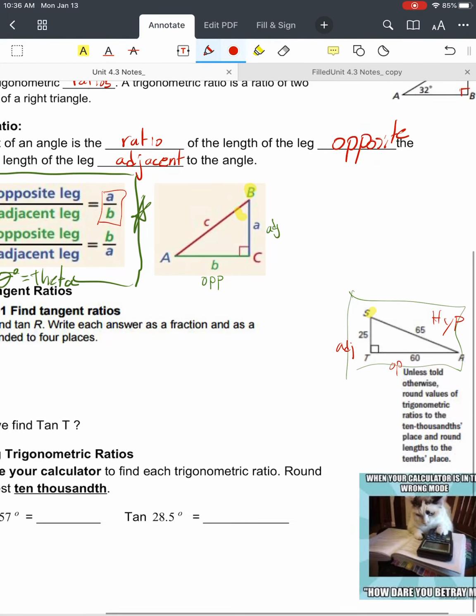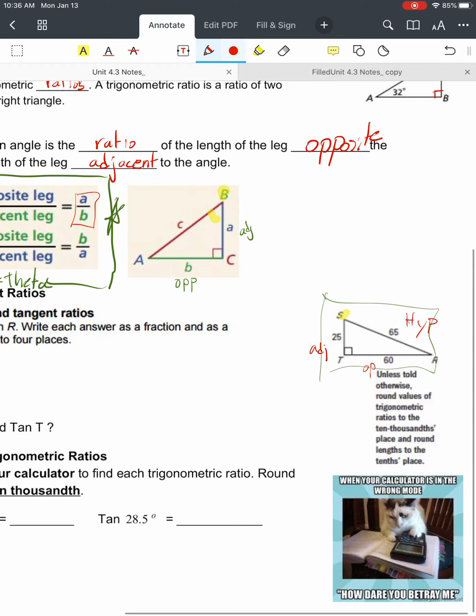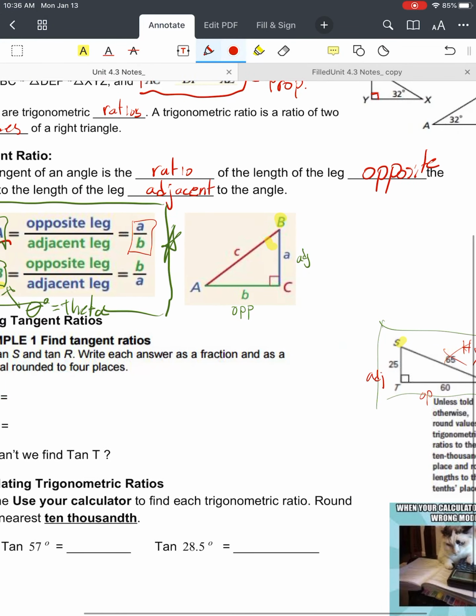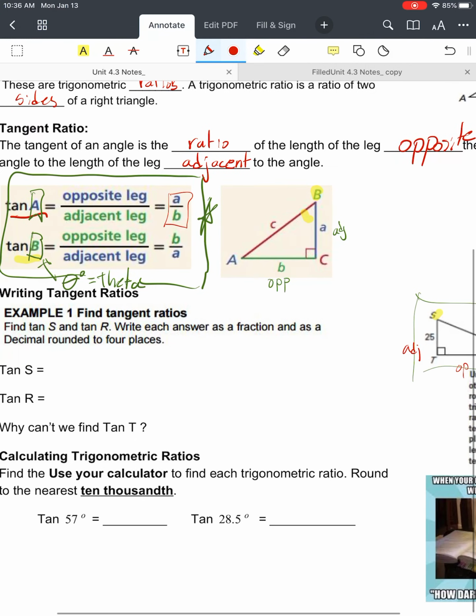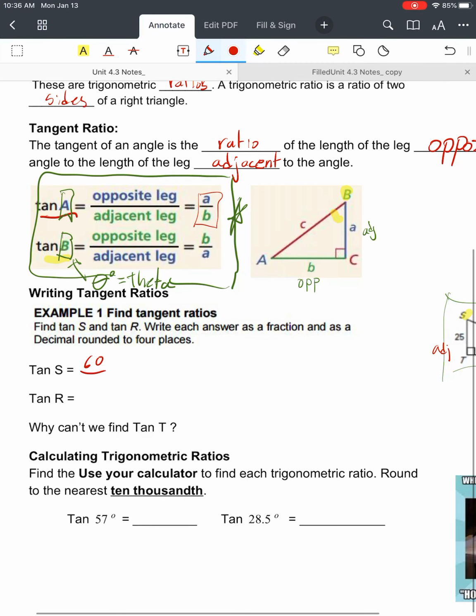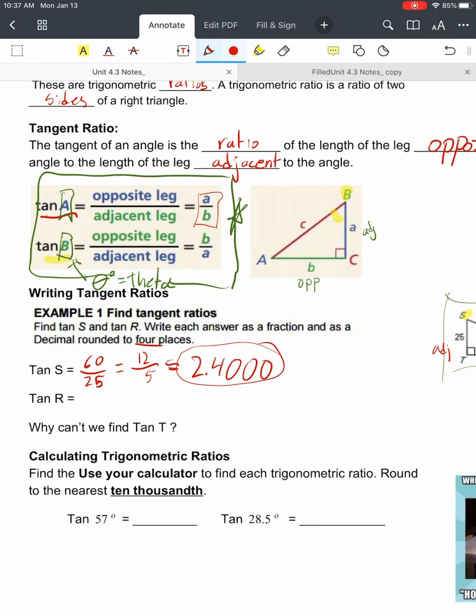In fact, we're not going to use the hypotenuse for tangents at all. So the hypotenuse is kind of just an extra piece of information for right now. We'll use it on different ratios. So the tangent of S, our opposite was 60, our adjacent was 25. We could reduce this fraction, and that would be great. They're both divisible by 5, so we get 12 over 5, which if we divide on our calculators, we get 2.4. They're asking for 4 decimal places, so we'll throw a couple extra zeros on there.